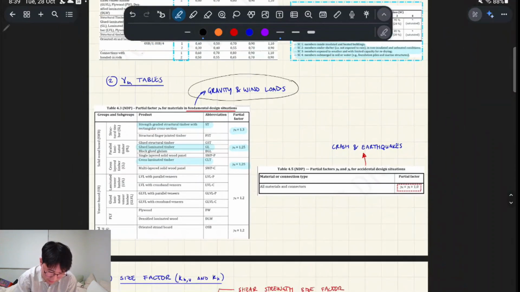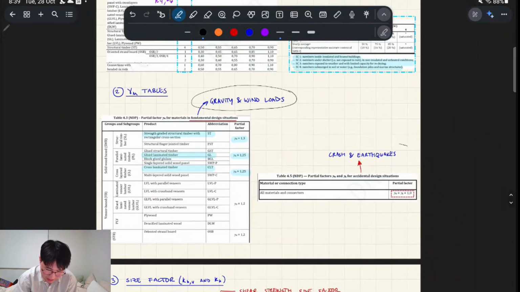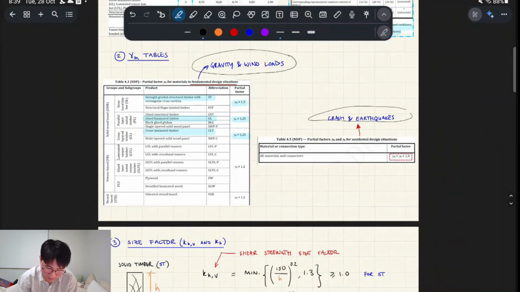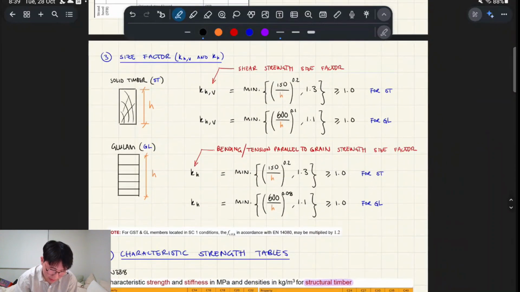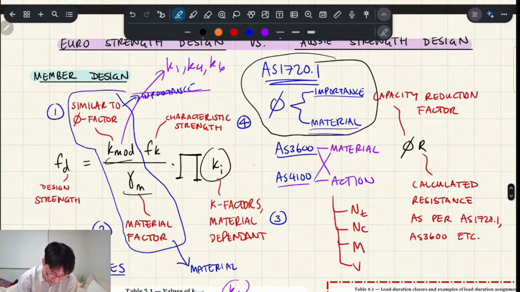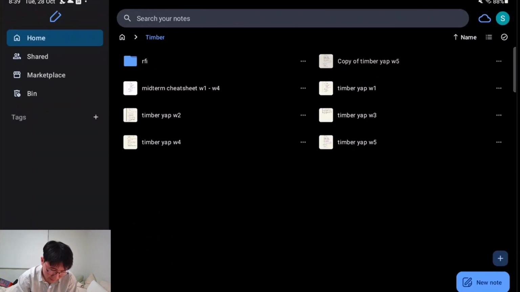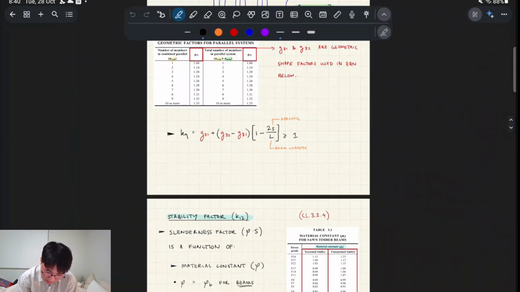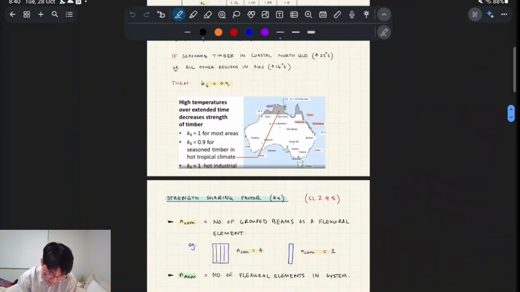And then here are the ones for when you're dealing with gravity and wind loads, and then there's a separate gamma m for crash and earthquakes, accidental situations, right? Yeah, there are other K factors, so these are additional K factors. Fuck, it's really dumb, right? Because I'm going to open, let's just say the compression material strength as a small note.